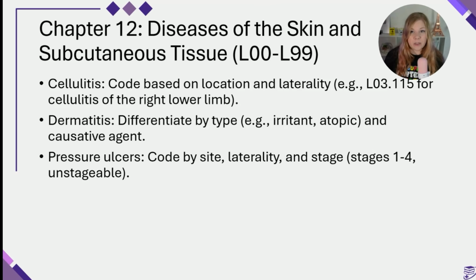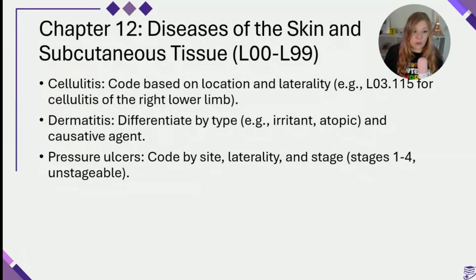Pressure ulcers, those are a common topic in the CPC exam. And remember, we need to have a couple of different factors in here to make sure that we have the exact right code. The site, the laterality, and the stage. We use stages 1 through 4, and then we also have unstageable. Unstageable is when we can't determine the stage. So there's either like so much slough or eschar or some kind of tissue that's covering that wound or that ulcer really, that we can't determine the stage. That's different than unspecified when they just don't tell you what the stage is.